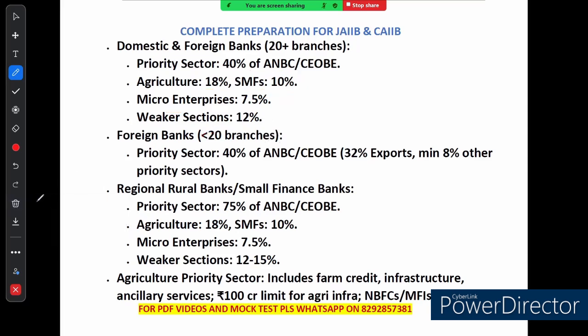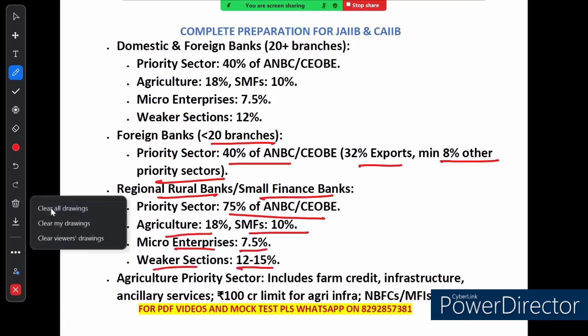Now, there are foreign banks with less than 20 branches. These banks also have to meet the 40% target for priority sector lending. But here is the twist: 32% for export and at least 8% to other priority sectors like agriculture or small businesses. RRBs, Regional Rural Banks, and Small Finance Banks have a higher responsibility. They must lend 75% of their loans to the priority sector. Agriculture 18% with 10% for small and marginal farmers. Micro enterprise 7.5%. Weaker section between 12 to 15%.